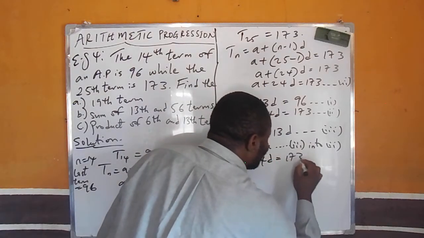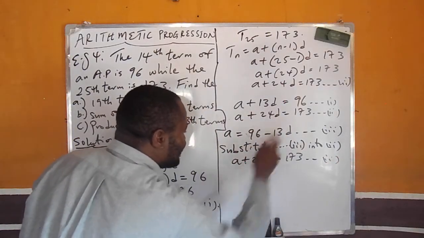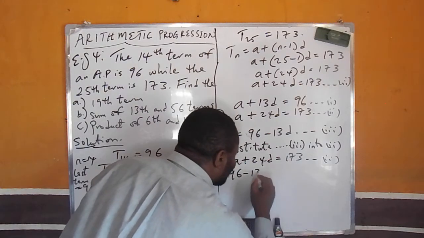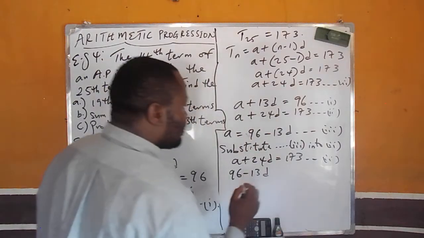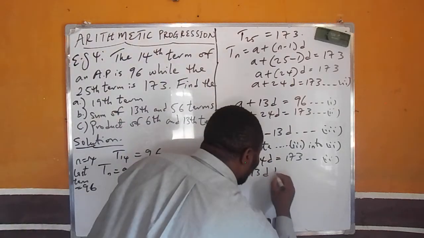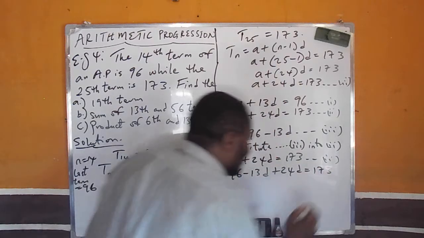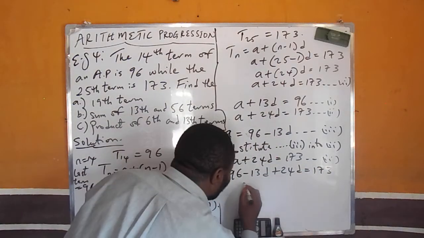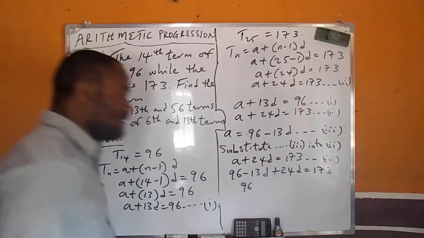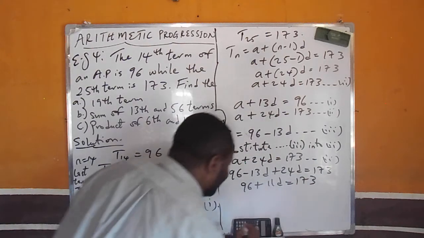This is equation 2, A plus 24D equals 173. Then A is 96. Now, I'm not using this A again. I'm now using 96 minus 13D as my A, plus here 24D equals 173. Now, 96 minus 13D plus 24D will give us plus 11D equals 173.